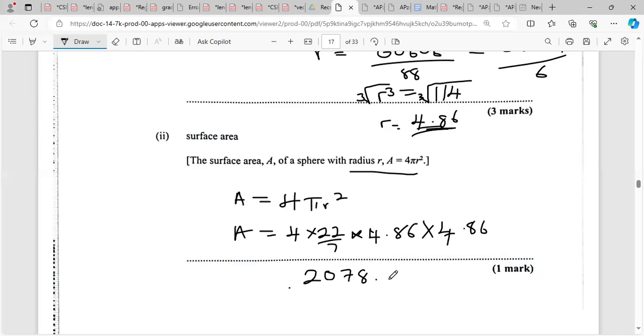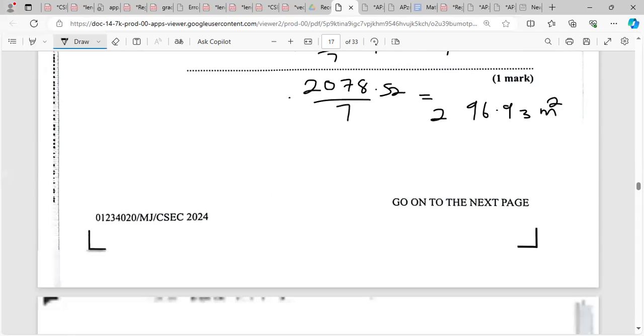2078.52. And then we divide by 7. That gives me 296.93. Did they say any decimal place? And that's an area, right? So that's meter square. Yo, some tough question them put in.